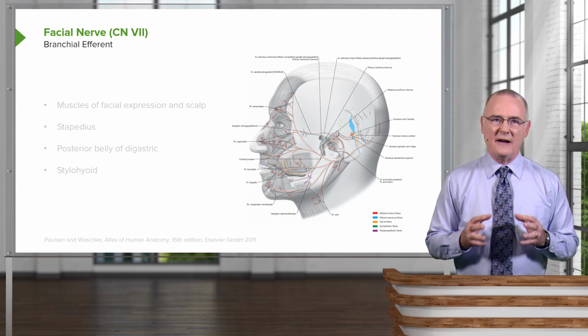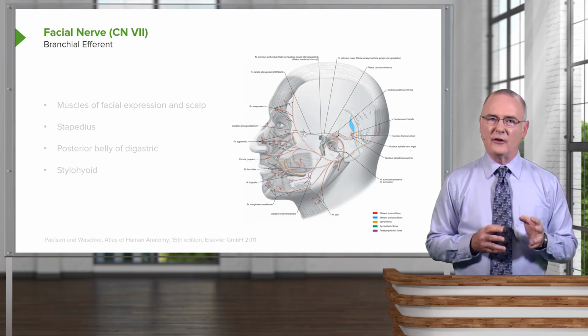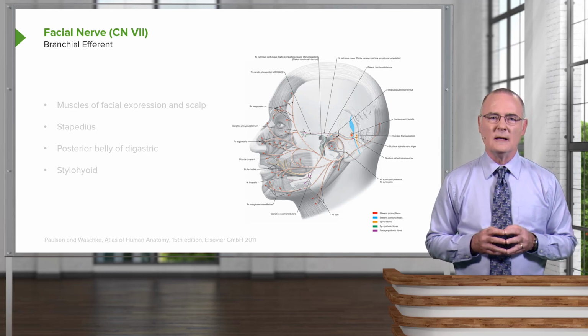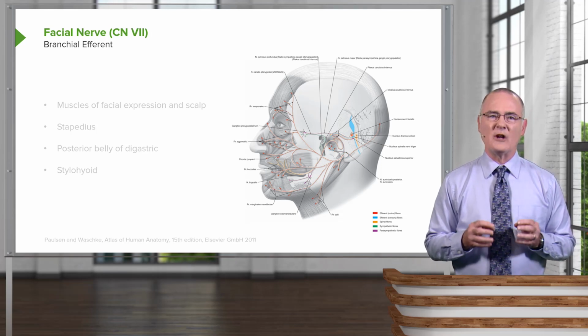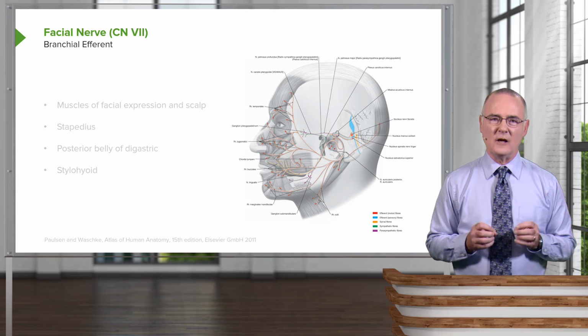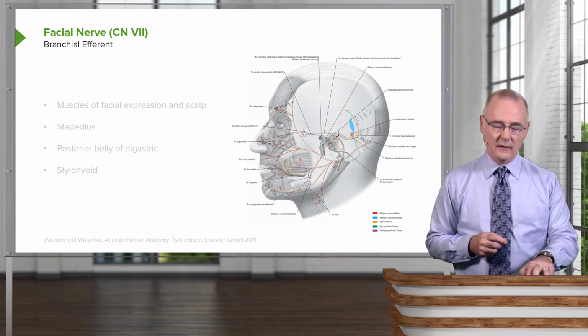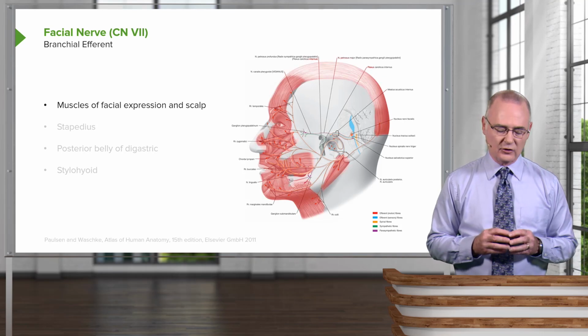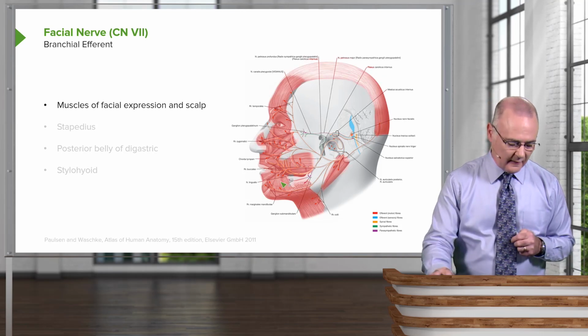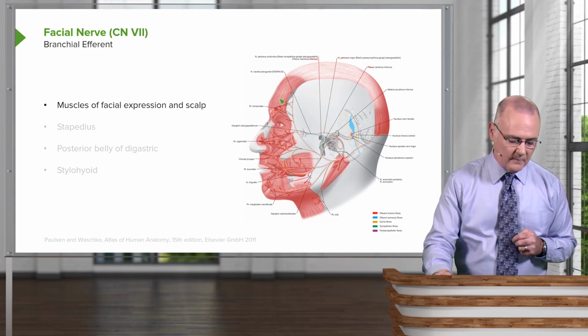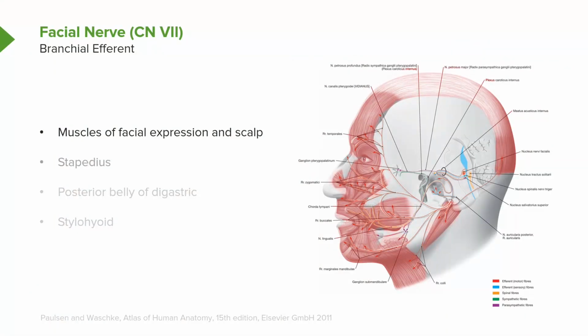The branchial efferent component, and this is the last functional component, is going to innervate muscles that were derived from the second pharyngeal arch. These would include muscles of facial expression that have now been shaded in red. It's also responsible for innervating the stapedius, a small muscle that's found in the middle ear that attaches to the stapes.